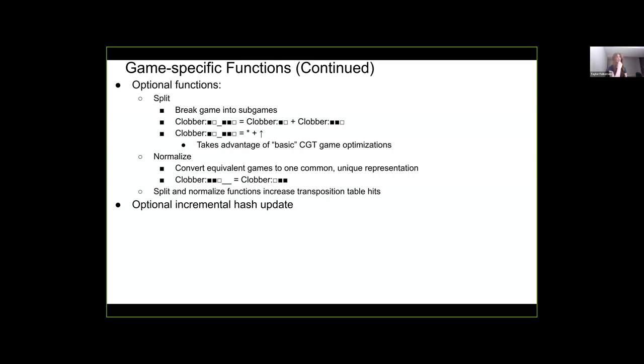Optionally, instead of recomputing the local hash every time the state of a subgame changes, the functions which change the state can do it incrementally. These are functions like play and undo move.